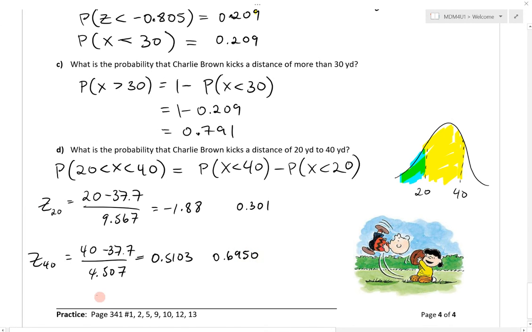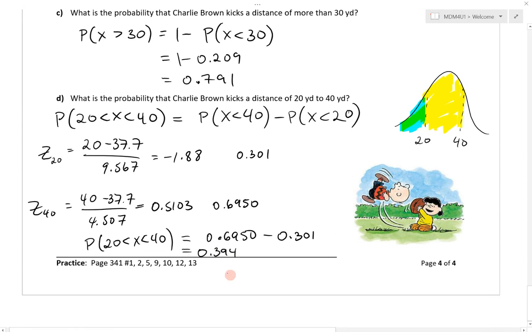So therefore, the probability that x is between 20 and 40 is equal to 0.5950 minus 0.0301. And if I take out my calculator, the answer to that is 0.394. So there's a 39% chance that Charlie Brown kicks a ball that goes between 20 and 40 yards.